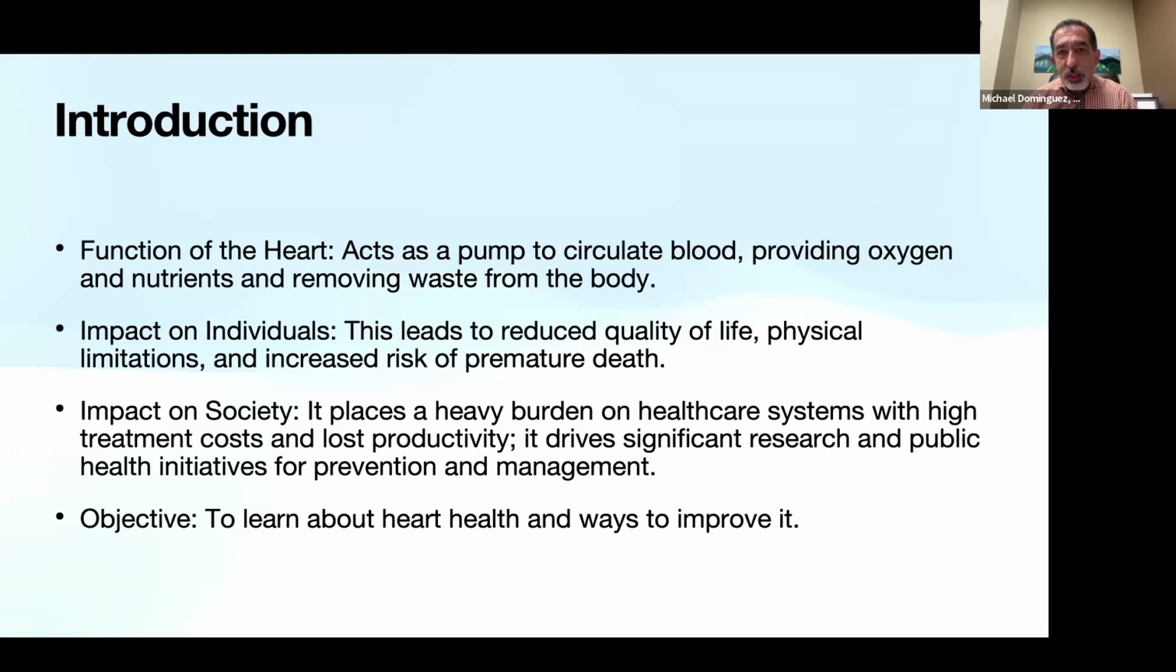There's lots and lots of research going on all the time, looking at ways to prevent these impacts on society and personal health. So the goal is to learn about heart health and ways to improve it.